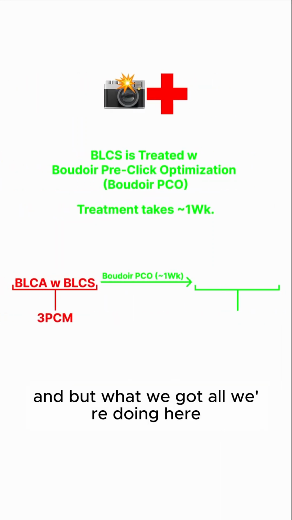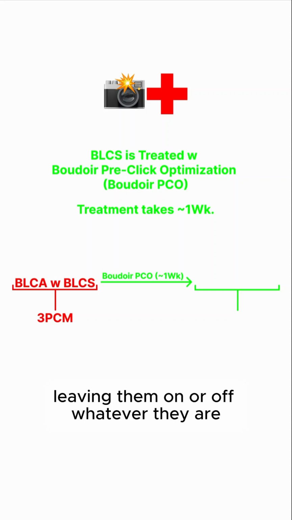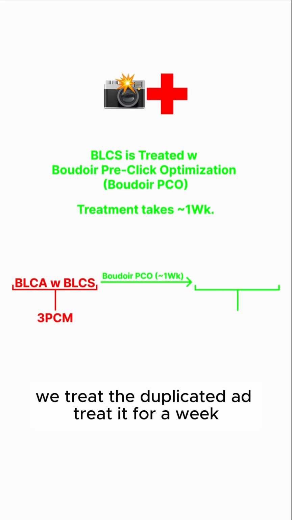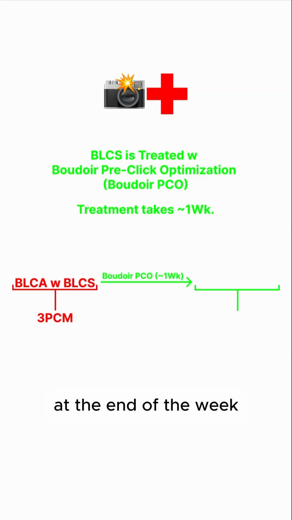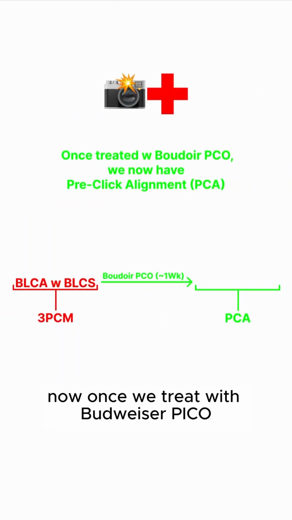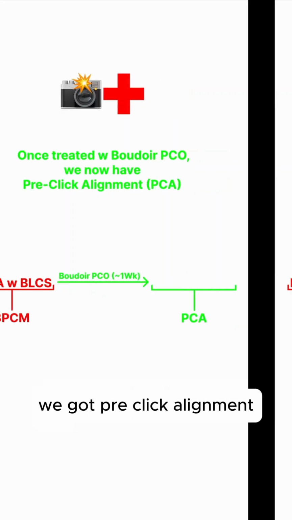And with Boudoir Pico, all we're doing is duplicating the current ads, leaving them on or off, whatever they are, and we treat the duplicated ad. So we don't touch the original, we treat the duplicated ad for a week. At the end of the week, we keep whichever one has better metrics. Now, once treated with Boudoir Pico, we now have pre-click alignment, PCA. So we get rid of the three pre-click mistakes, we've got pre-click alignment.